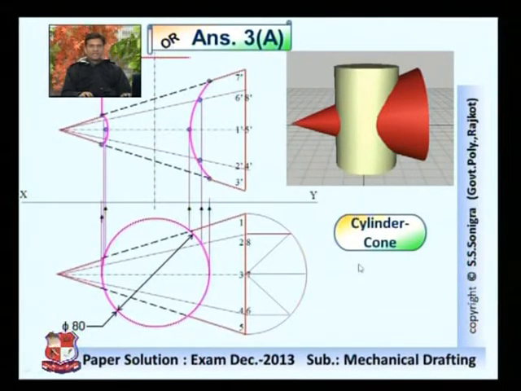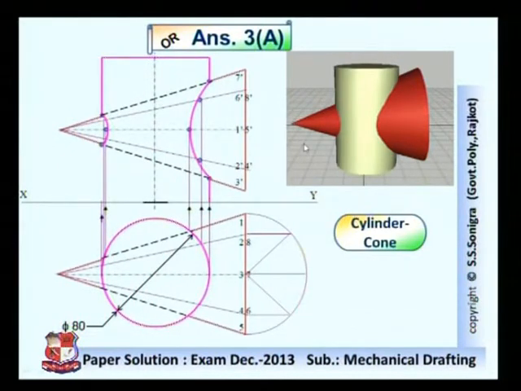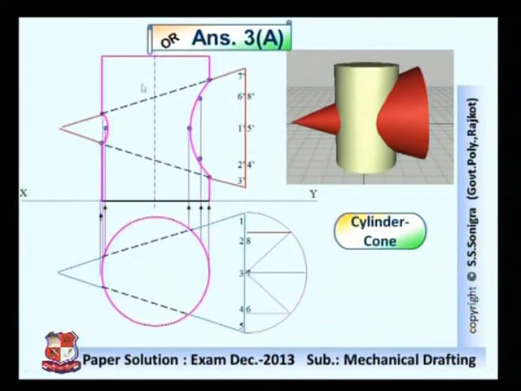and complete the rectangle of the given cylinder like this. It's fully visible. Outside edges are fully visible, and this is the final answer of the given problem. This shows the curve of intersection. One is here, another is here.